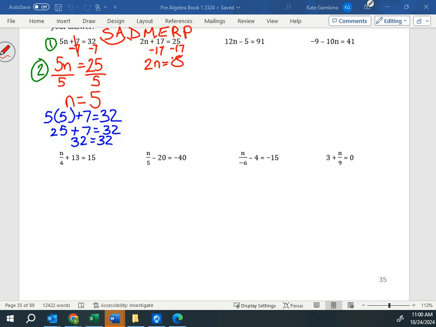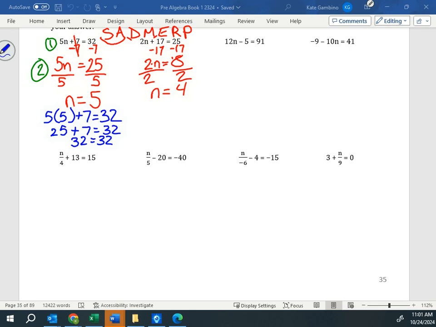What's my next step? We did step 1 with subtracting. What do I do next, Hadley? Yeah, multiplying and dividing. Because I was multiplying by 2, I know I need to divide by 2. 2 divided by 2 is 1, so that gets me n by itself. 8 divided by 2 is 4. So now I have n equals 4.